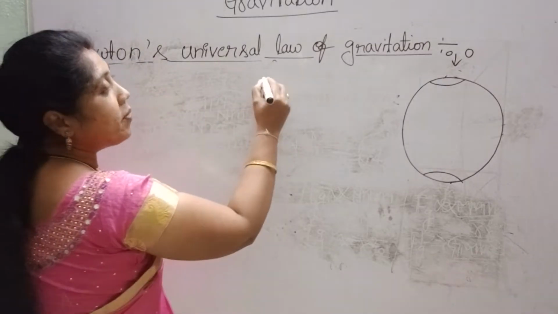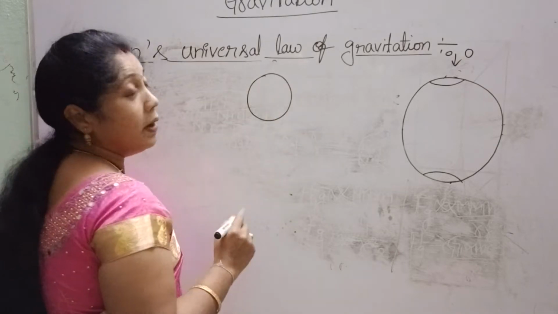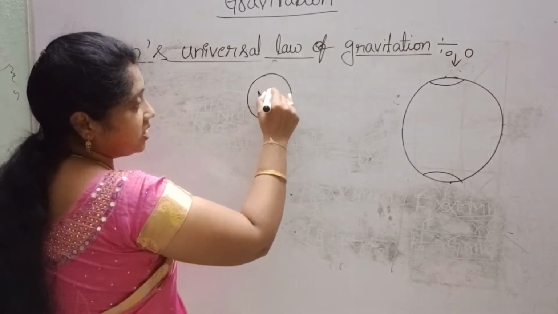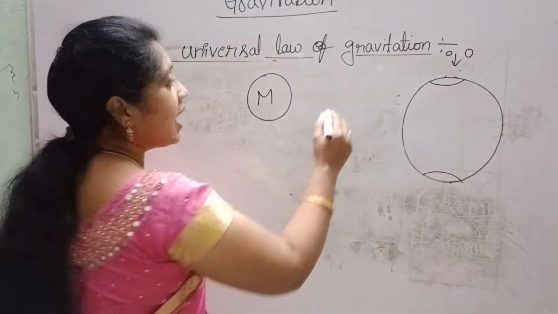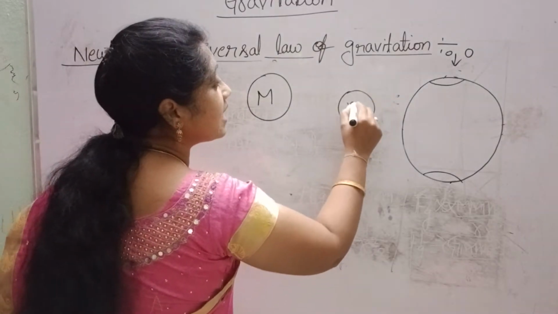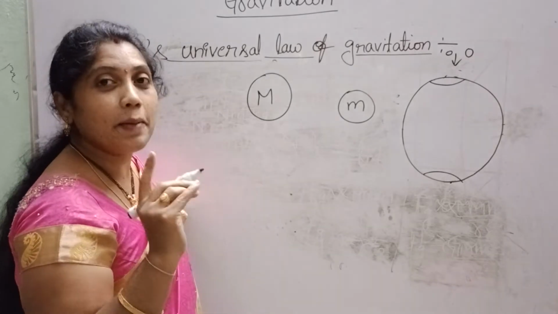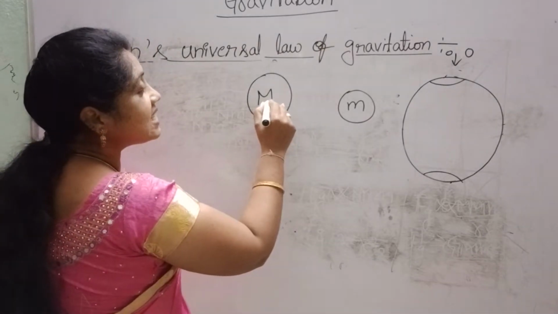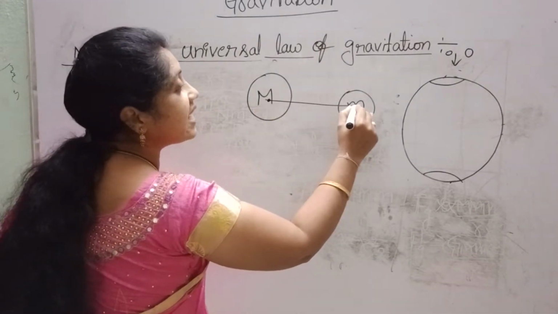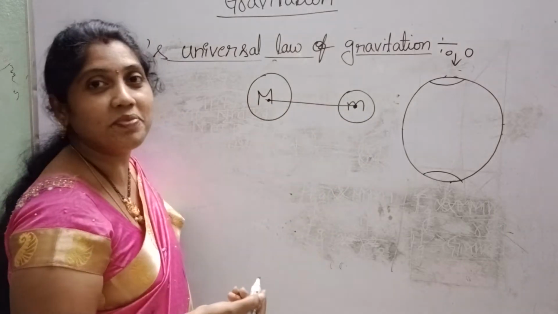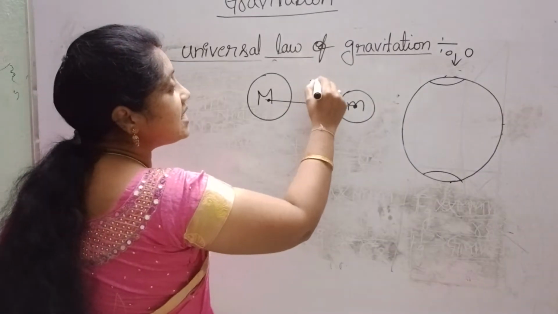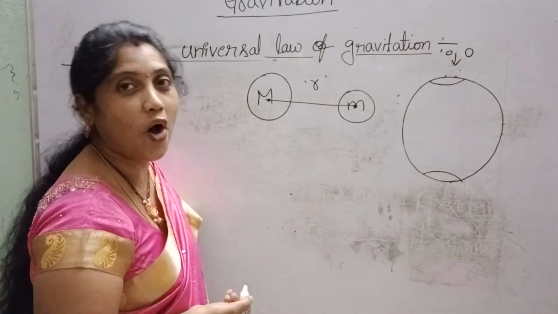Let us take two masses. Mass of the first object, let it be capital M, and mass of the second object is small m. Now these two objects are separated by a distance r from their centers. This is the line joining their centers, and r is the distance of separation between these two objects.